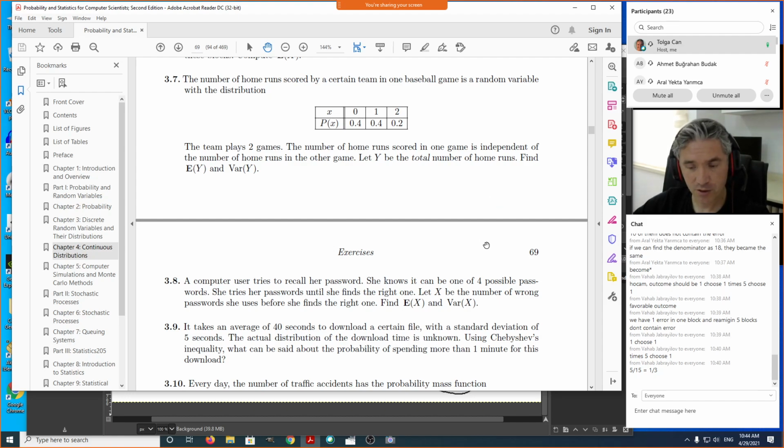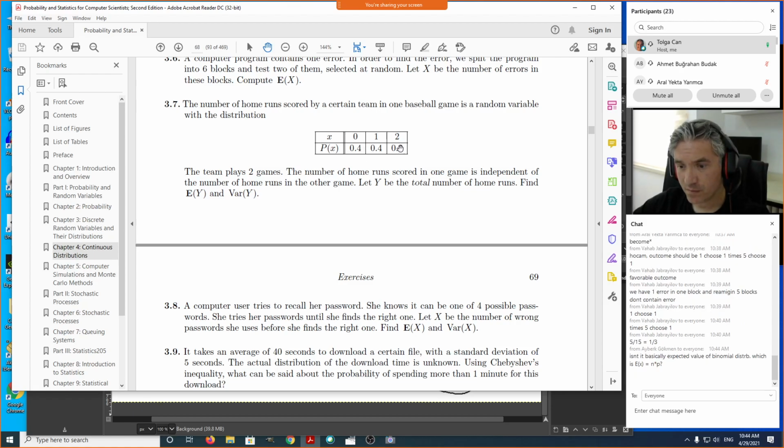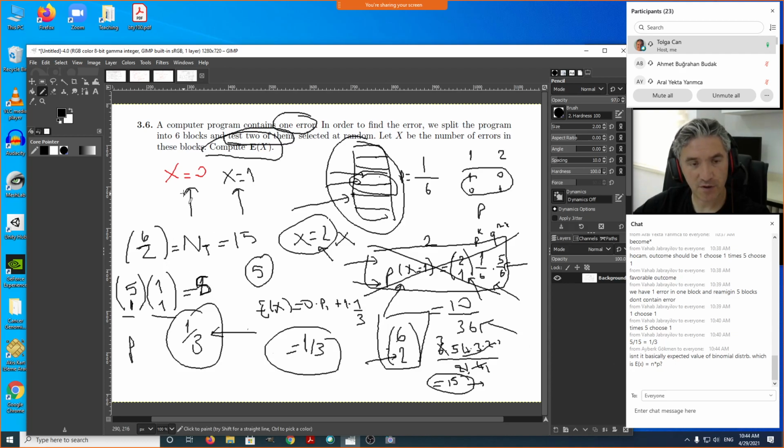All right. So another question that I have here is 3.7. This is again about expected value and variance. So the expected value of binomial distribution is, in this case, the expected value of x here. This is going to be the same thing here, right? When we do the favorable outcome, we get the same thing, 1 over 3.